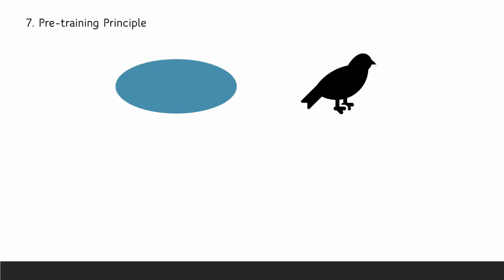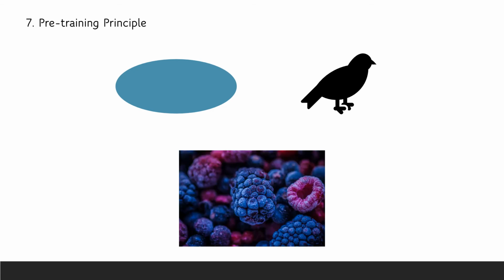The pre-training principle tells us that students learn better if they've been exposed to the concepts and terminology in advance. So, to make sure our learners get the most out of this presentation about our bluebird, it would be helpful for them to understand what the color blue looks like, what the common features of a bird are, and what the flavor of raspberry is.